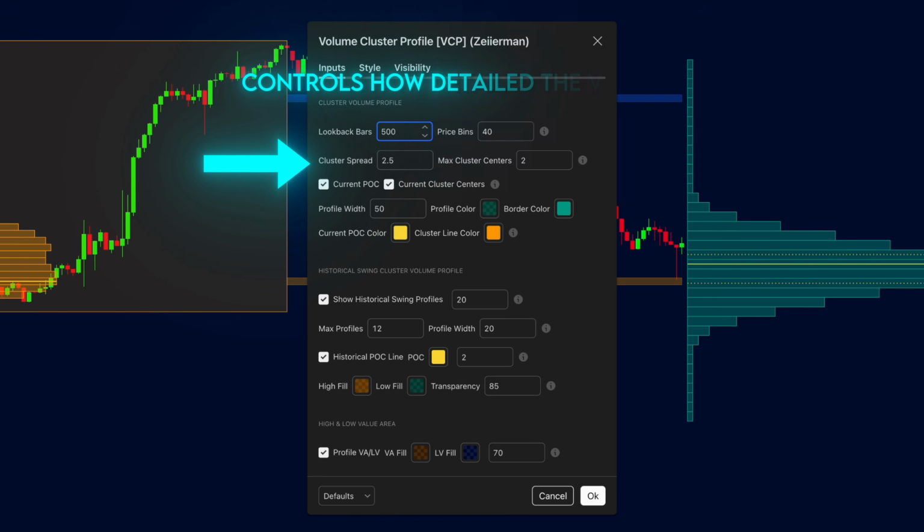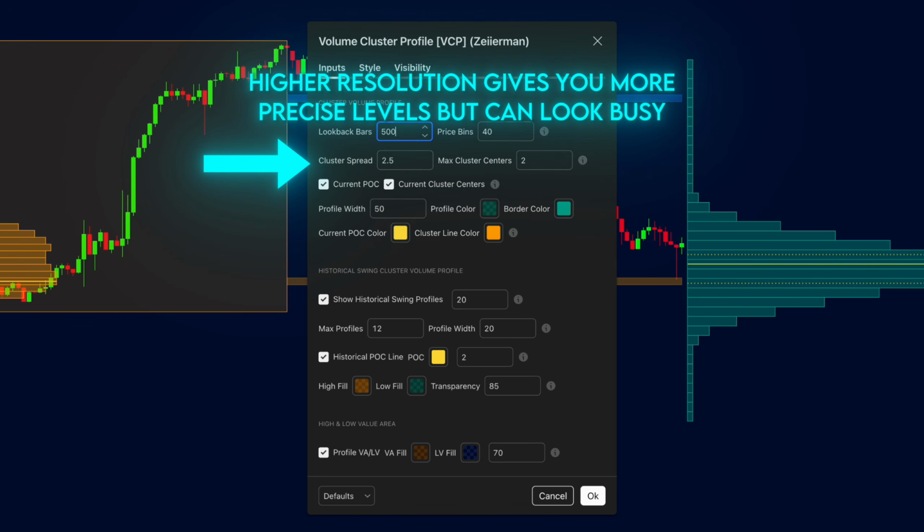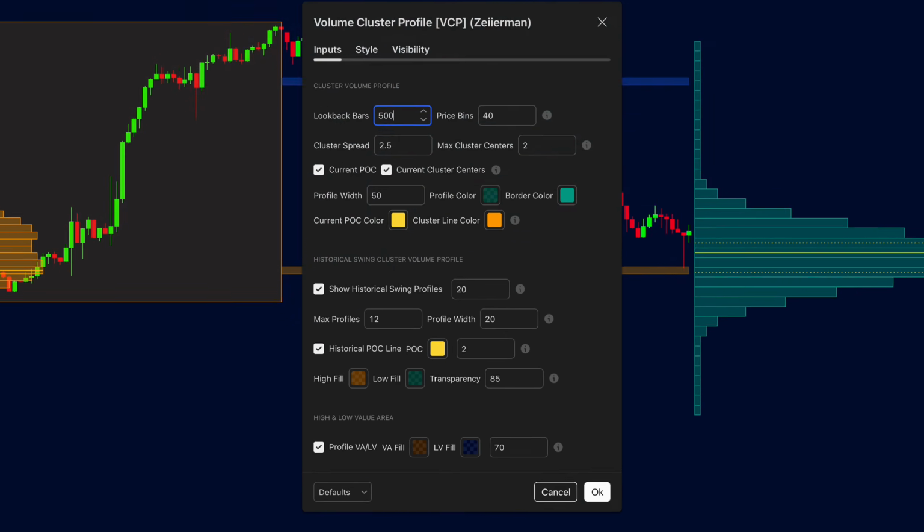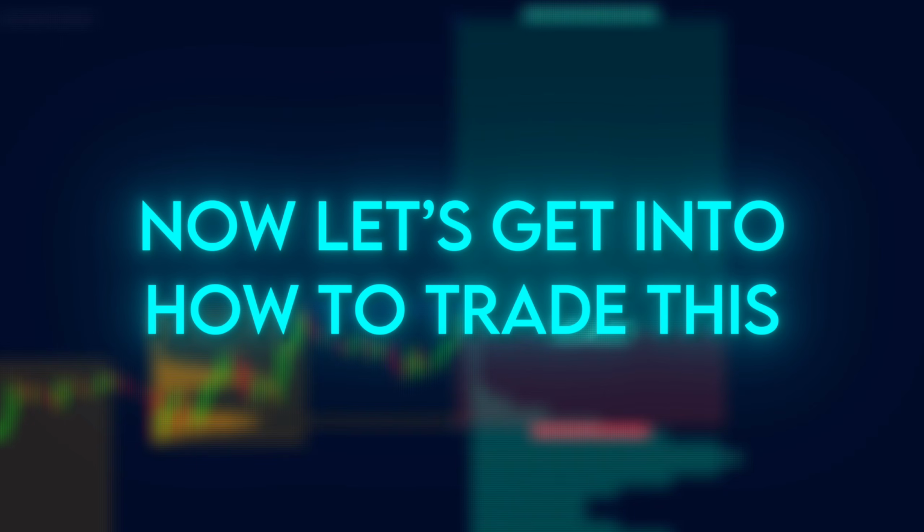Cluster resolution controls how detailed the volume clusters should be. Higher resolution gives you more precise levels but can look busy, while lower resolution smooths the clusters out and highlights the strongest zones. Once you're happy, click OK. Now let's get into how to trade this.